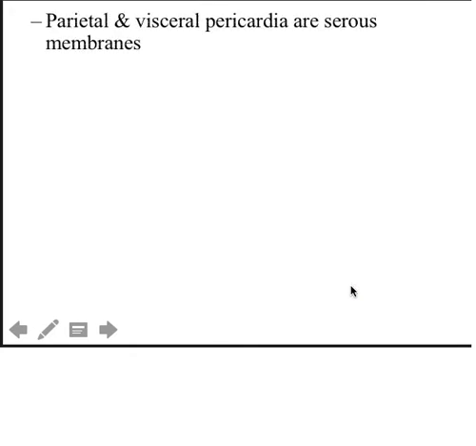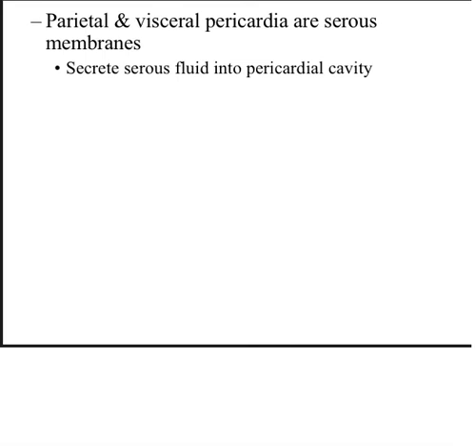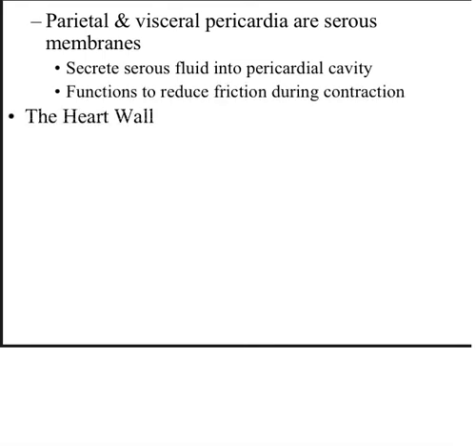The parietal and visceral pericardia are serous membranes. They make a slippery fluid. It's secreted into the pericardial cavity that reduces the friction that the heart experiences every time that it beats. If we didn't do this, every time the heart beats, it doesn't just squeeze, it kind of twists on its axis, and it would rub against the surrounding tissue, and that would cause the muscle to scar and inflame, and eventually this would impede its function. So this reduces friction during contraction.